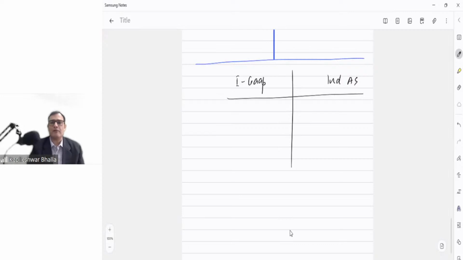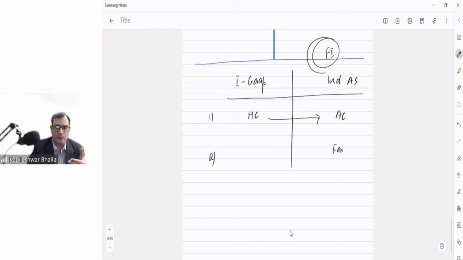Now, apart from the concept of historical cost movement to amortized cost movement, there was another change which was brought in. Again, I'm speaking in terms of the financial instrument standard. And that was the introduction of a fair value approach.